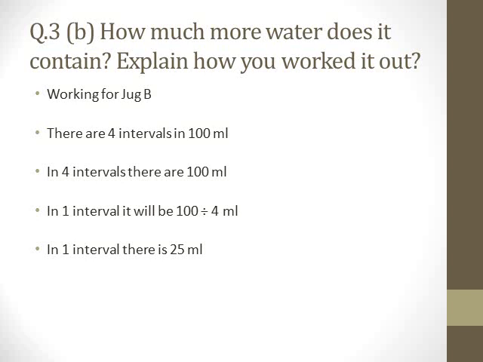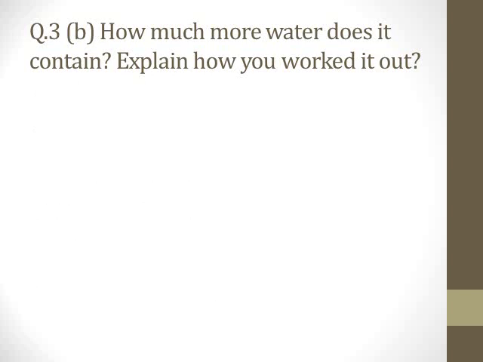As you remember, jug B is just one interval ahead of 300 ml, so I will add 25 because one interval is equal to 25. So I will add 25 and 300, and it will become 325 milliliters, and we will say that jug B contains 325 milliliters of water. Now we have to find out how much more water it contains. So how much more water does it contain?